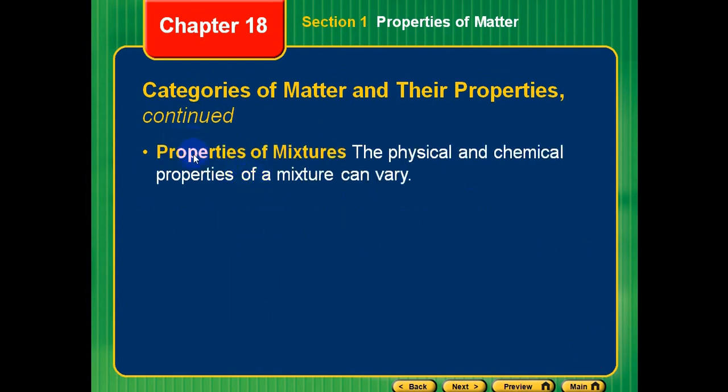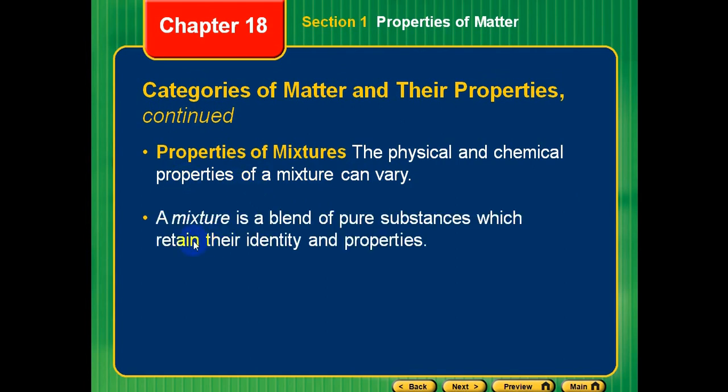And now we will speak about the mixture. The mixture is not a pure substance. The physical and chemical properties of a mixture can vary, but the physical and chemical properties of elements and compounds are the same. A mixture is a blend of pure substances. When you mix pure substances together, everything inside the mixture keeps its identity and its properties. Like when you make pizza, pizza is made of tomato, onions, olives.